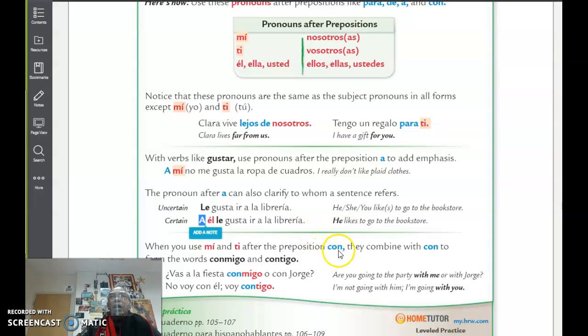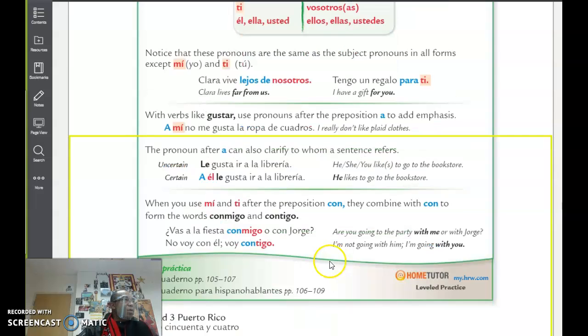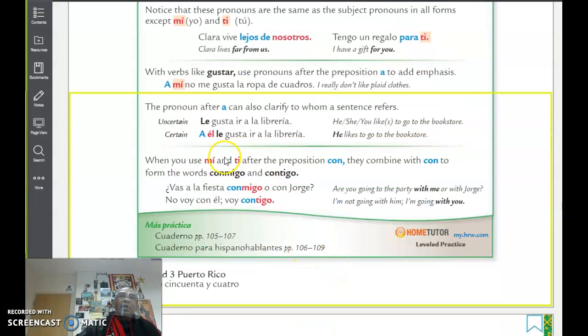Now there's a combination too. Conmigo and contigo. Con means with. Con mí, with me, and you add go to it. Conmigo is with me. Contigo is with you. Okay, so that's the only things that you guys gotta remember. Vas conmigo, are you going with me? Or voy contigo, or I go with you.